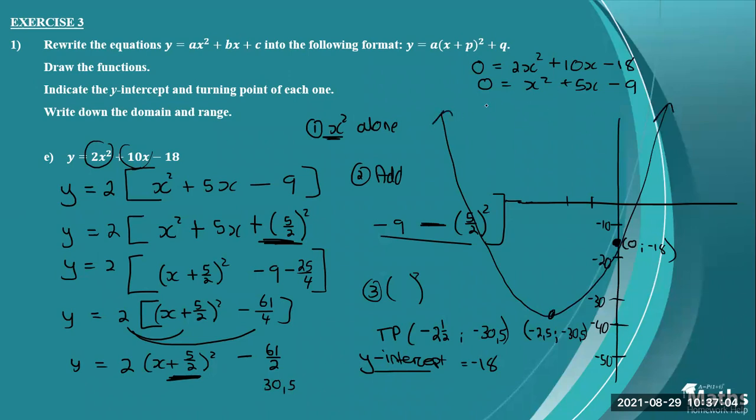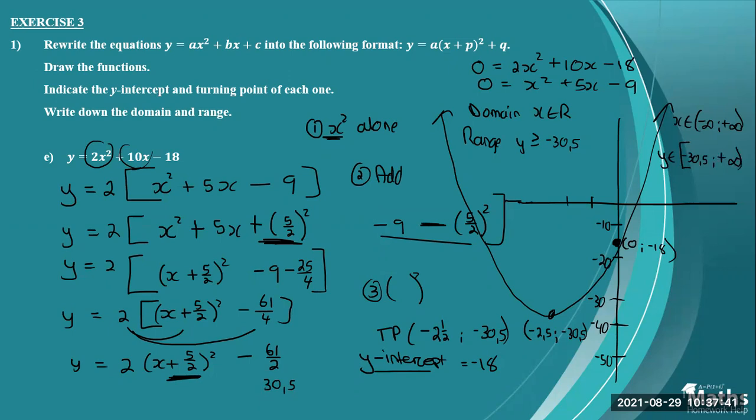By now, I'm sure you know how to write down your domain. Domain: x is an element of real numbers, or you can say x is an element from negative infinity to positive infinity. Range: y is bigger or equal to negative 30,5, or you can say y is an element of the solid bracket, negative 30,5, all the way to positive infinity.